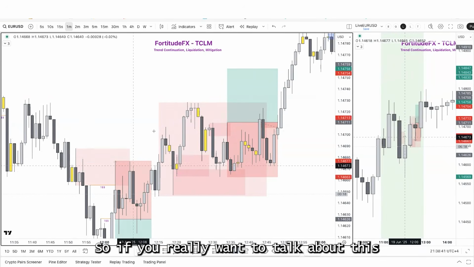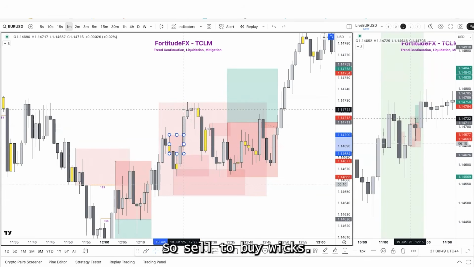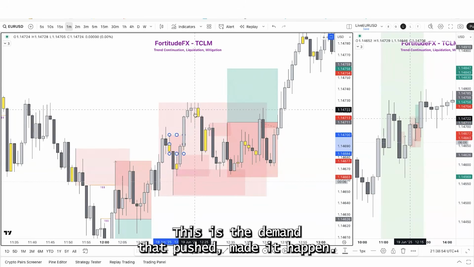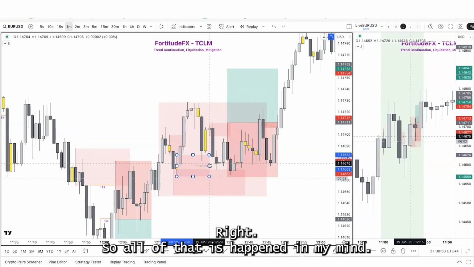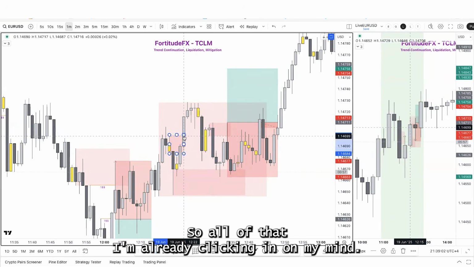So if you really want to talk about this, this is your supply. Price reacted and gave me this interaction zone, right? So sell to buy wicks. This is where the interaction happened. This is the demand that made it happen. And this is where the price is now reacting again, right? So all of that has happened in my mind. I mean, I'm seeing this live. So all of that, I'm already clicking in my mind.